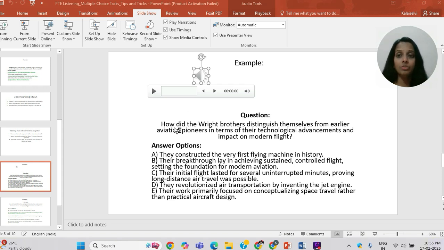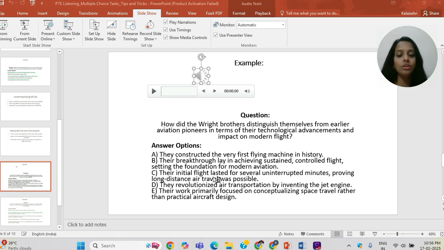Okay, and here was the question. How did the Wright brothers distinguish themselves from earlier aviation pioneers in terms of their technological advancements and impact on modern flight? And we have five options here. The first option is they constructed the very first flying machine in history. Their breakthrough lay in achieving sustained controlled flight, setting the foundation for modern aviation.